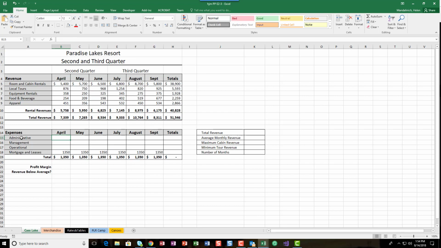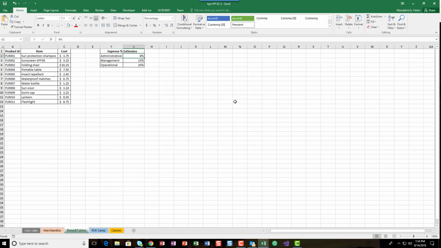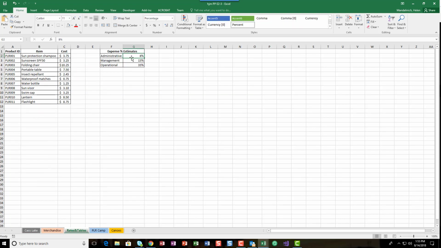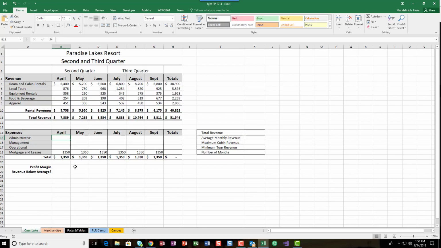Let's go back to Cass Lake. Administrative, management, operational, right? So to derive this number, I'm going to take the total revenue times this rate. This rate is on rates and tables in G2, right? So when I copy this across, what do you think will happen to this? It's going to move over here and over here and over here looking for percentages. Well, there's no percentages there. The only percentage is in this single cell for the administrative expenses. So I have to lock that down.